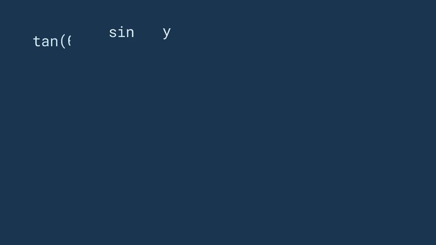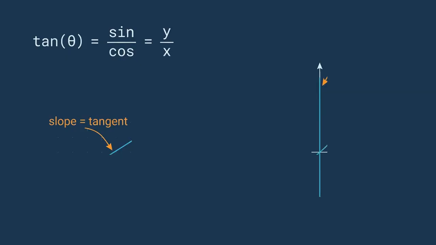Tangent follows immediately. Tangent of theta is sine over cosine, which is y over x. Geometrically, that is the slope of the line from the origin to P. When x is 0, that slope is undefined, and so is tangent. You can see the asymptotes directly on the circle.